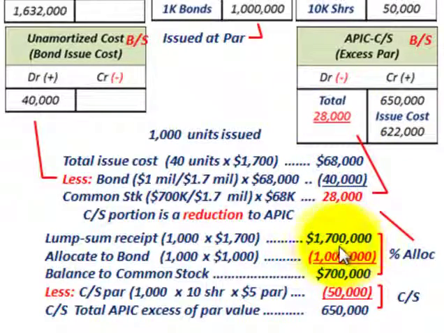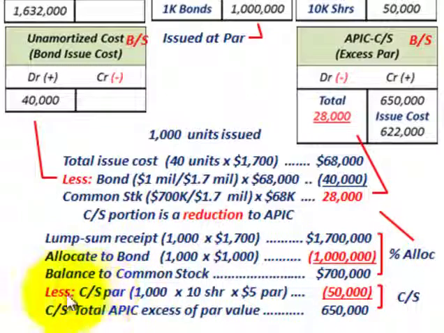Now maybe we ought to review one more time how we got the $1 million and $1.7 million and how we come up with our allocation. So again, our lump sum receipts, 1,000 units times $1,700 per unit, $1,700,000. Allocated to the bond, there were 1,000 units sold and one bond per unit at $1,000. That gave us the $1 million, and then the difference goes to our common stock: our lump sum receipts of $1,700,000 less what was allocated to the bonds at fair value of $1 million gave us our balance to common stock of $700,000.